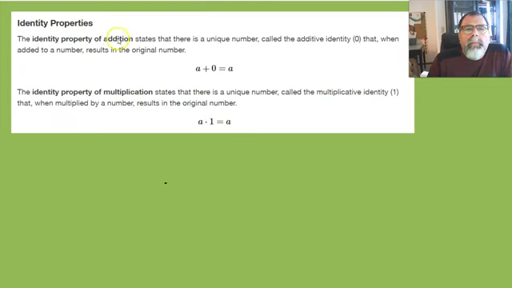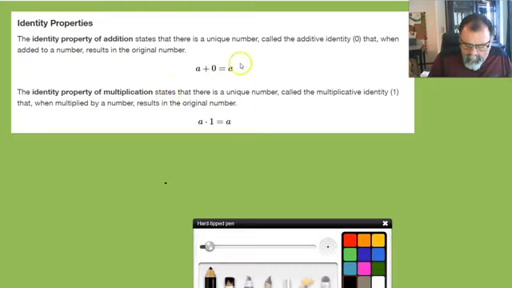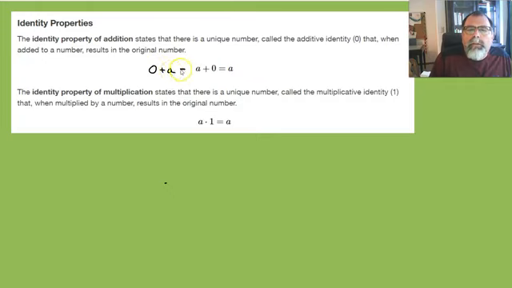Okay, the identity property of addition states that there's a unique number called the additive identity, which is 0, that when added to a number results in the original number. The way we write this identity property is a plus 0 is equal to the original number, where a can be any number. We should also write it the other way around. We know that addition is commutative, so 0 plus any number is also equal to itself.